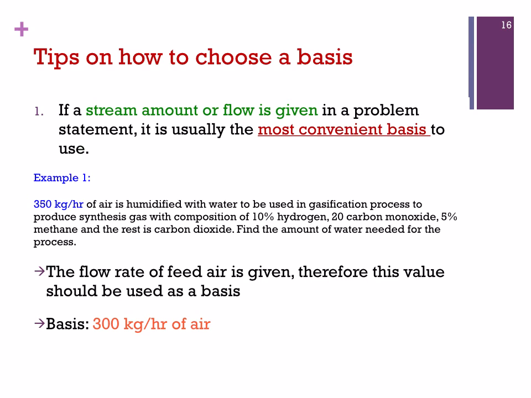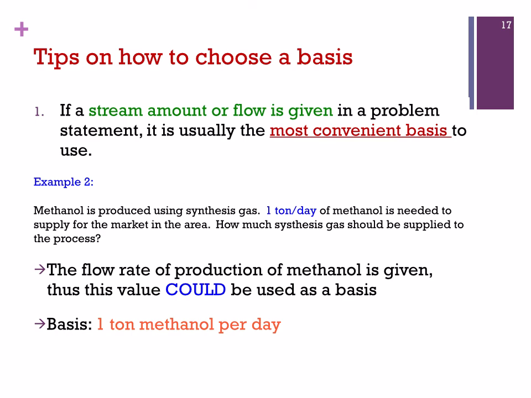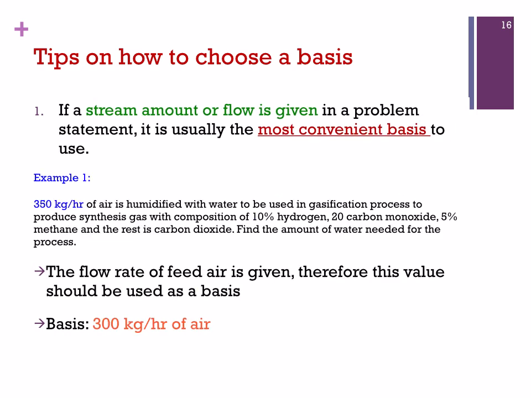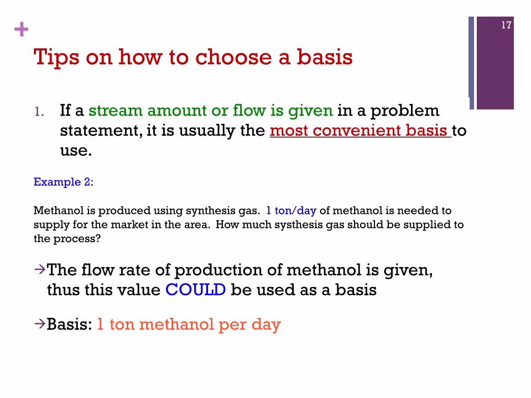So another example is this one. In the first example, the feed is given as the basis. For the second example, the product is given as the basis. Here we have methanol produced using synthesis gas. 1 ton per day of methanol is needed to supply a market in the area. How much synthesis gas should be supplied to the process? In this question, the product of methanol is given, and this could become the basis for your calculation.